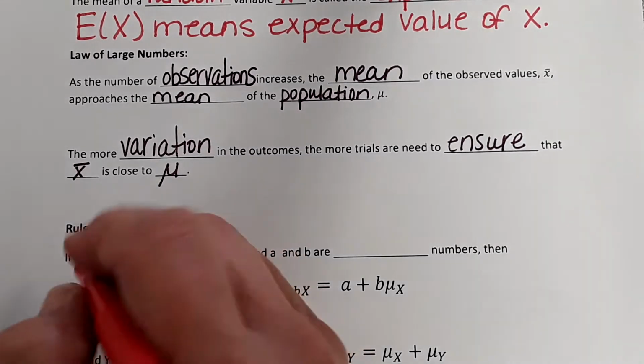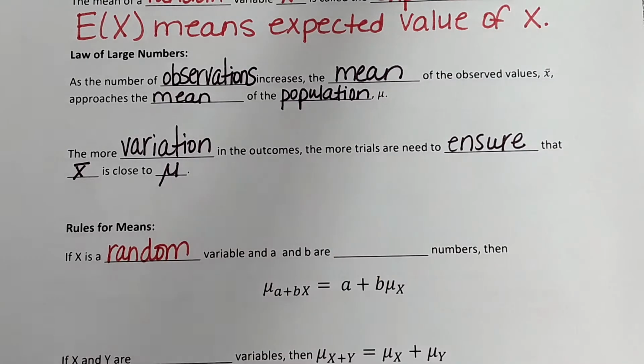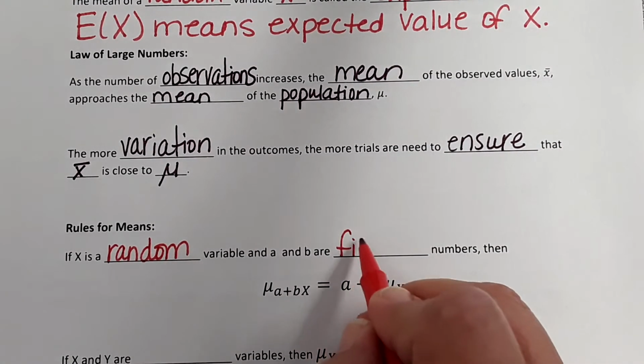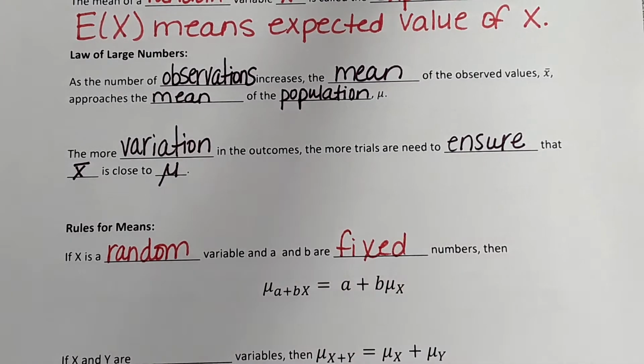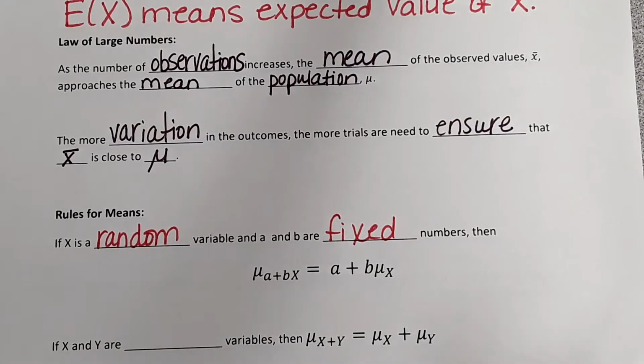If X is a random variable and A and B are fixed numbers, then the mu of A plus BX equals A plus B mu X. Basically what that is saying is, and we did this, this is a linear transformation. Remember when we did that?